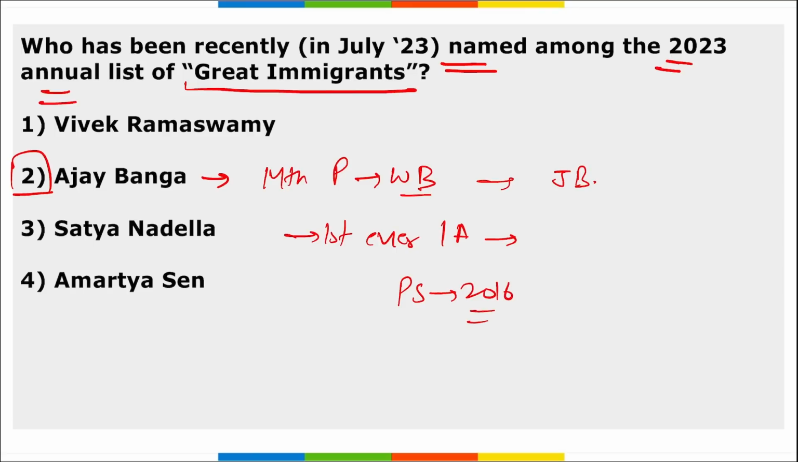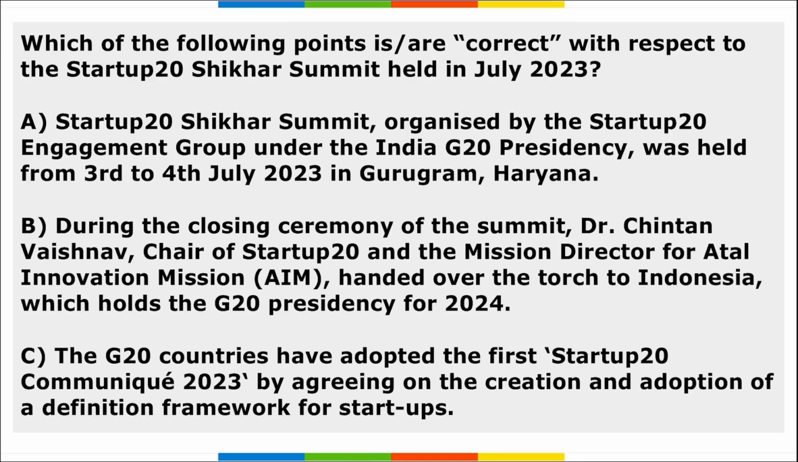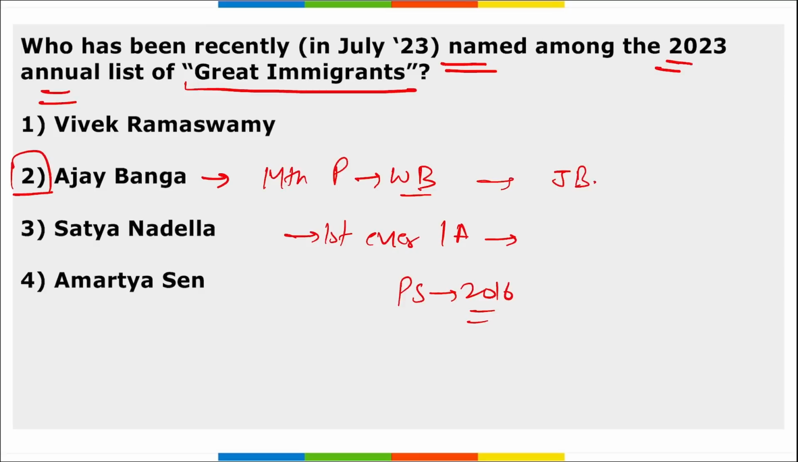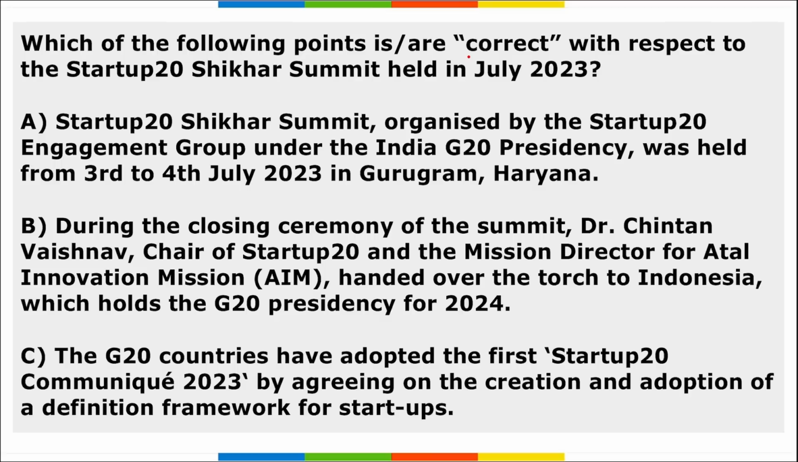And Ajay Banga, remember, he has been named among the annual list of great immigrants that honors the individuals who strengthened the USA through their contribution. Next, and remember, he is the only Indian honoree from India in this list. Then next, which among the following are correct with respect to Startup 20 Shikhar Summit 2023?